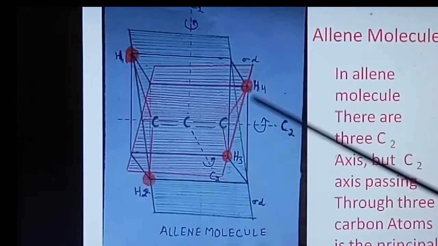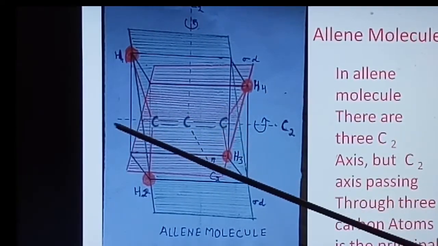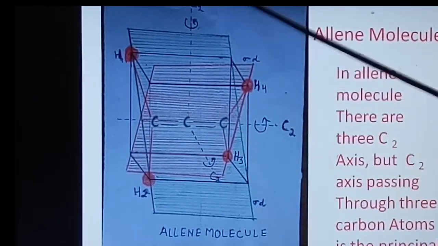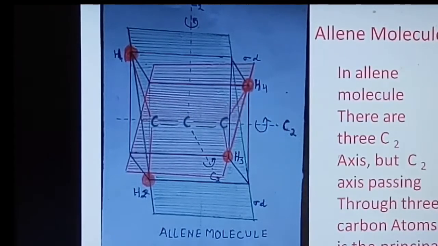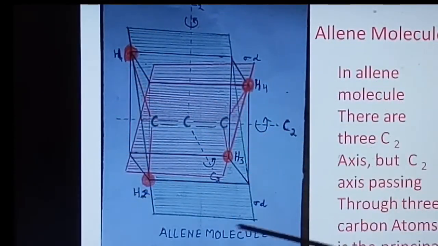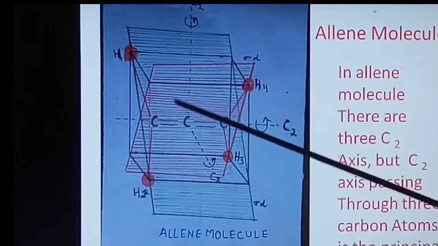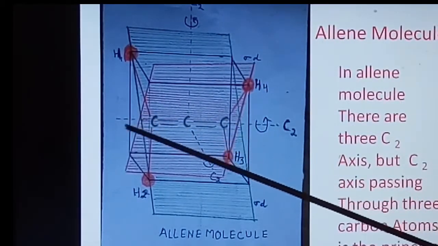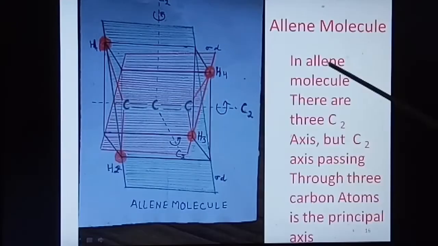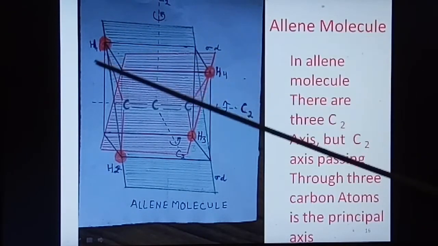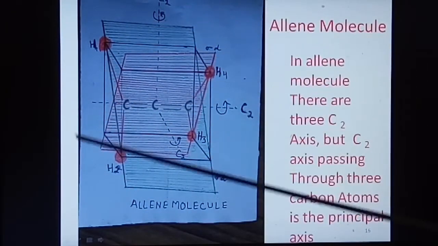In this structure, there are 3 C2 axes. One is this C2 axis, another is this C2 axis, and third is this C2 axis. So all the C2 axes are of the same order. The C2 axis passing through the 3 carbon atoms is the principal axis. So in the allene molecule there are 3 C2 axes, but the C2 axis passing through the 3 carbon atoms is the principal axis. This we will explain by the model also.